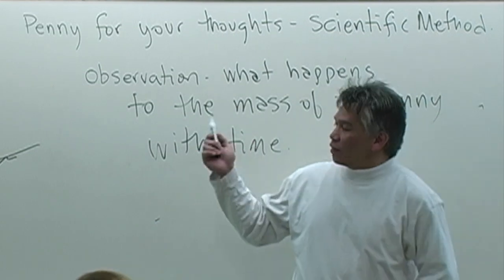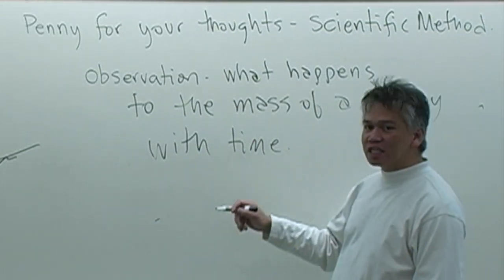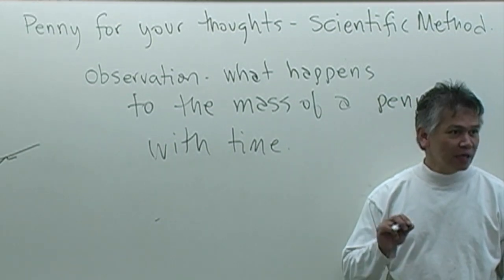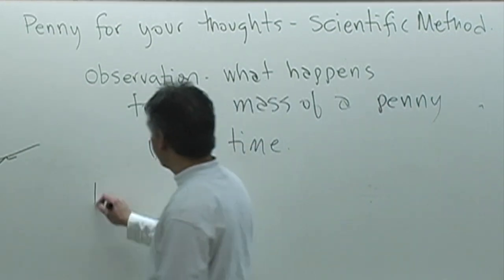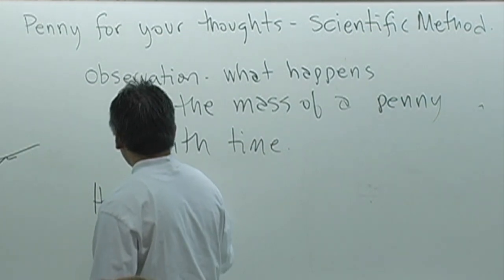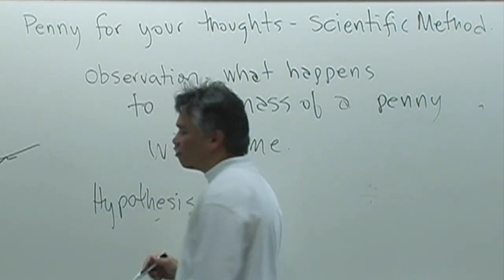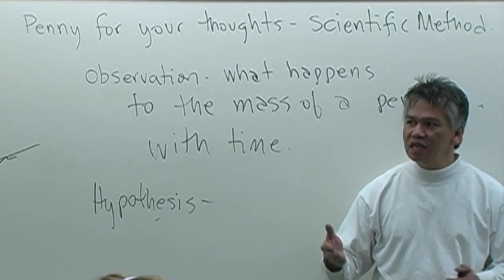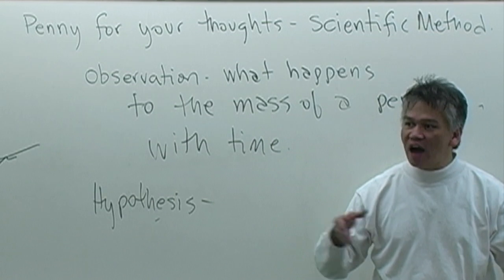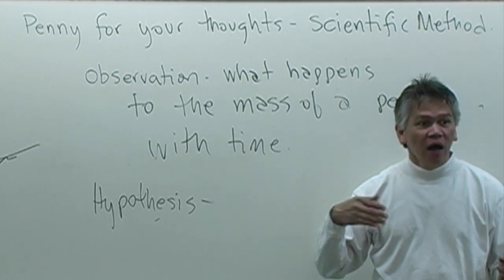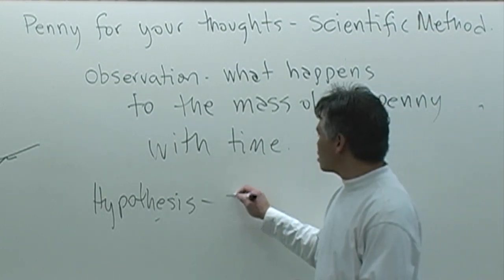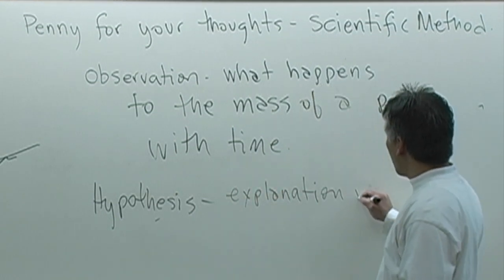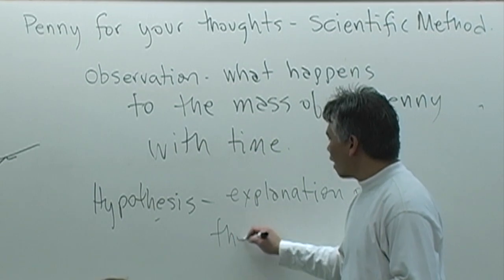Okay, so the two possible explanations of what happens to a penny with time is the hypothesis. We start off with a hypothesis rather than a theory, because a theory is actually a hypothesis that has been refined through many experiments. A hypothesis is simply an explanation of the question or the observation.